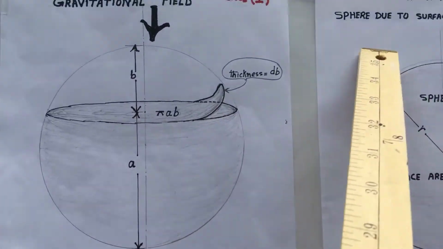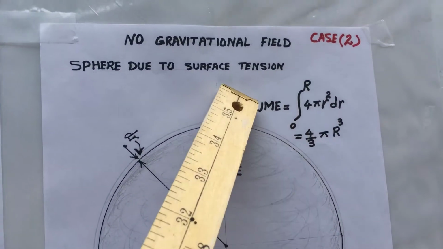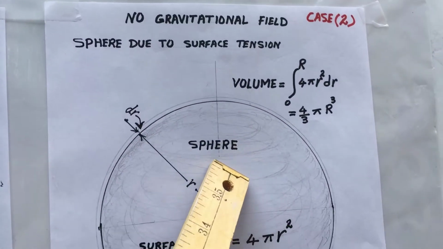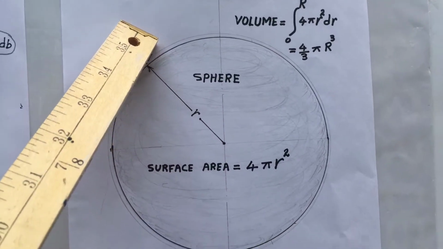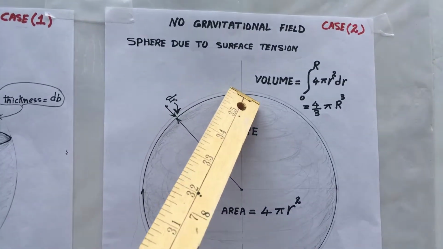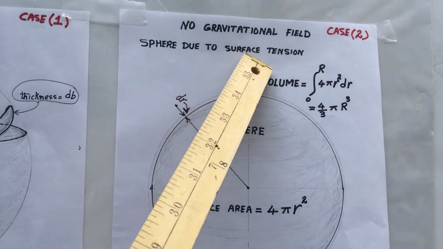And there is the second case, case number 2. It is the non-gravitational case where there is no gravity. If we take this fluid outside, in the upper space where there is no gravity, the fluid becomes spherical in shape due to surface tension.